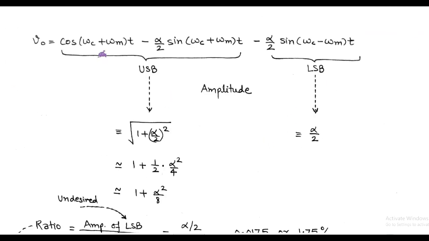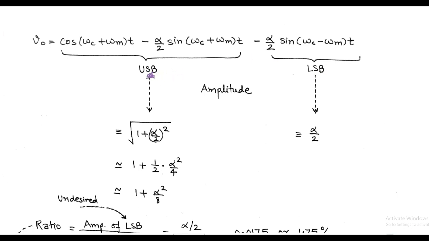Here the first two terms correspond to the upper sideband because there is a positive sign for frequencies, and the last term corresponds to the lower sideband since there is a negative sign. And in this SSB generator, we retain only the upper sideband. So the undesired sideband is the lower sideband. And from the question, we have to determine the ratio of undesired sideband amplitude to the desired sideband amplitude.